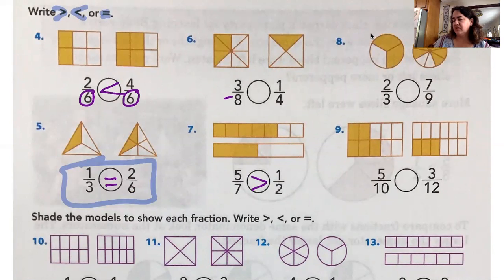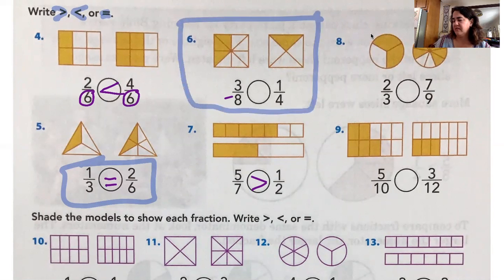Sorry, friends, we should have gone up here next. So let's look up here. Okay, I have 3/8 and 1/4. Which one would I choose for greater, Giovanni? 3/8 is greater than 1/4. Good job. Then we have 2/3 and 7/9. Which one is greater, Trinity?